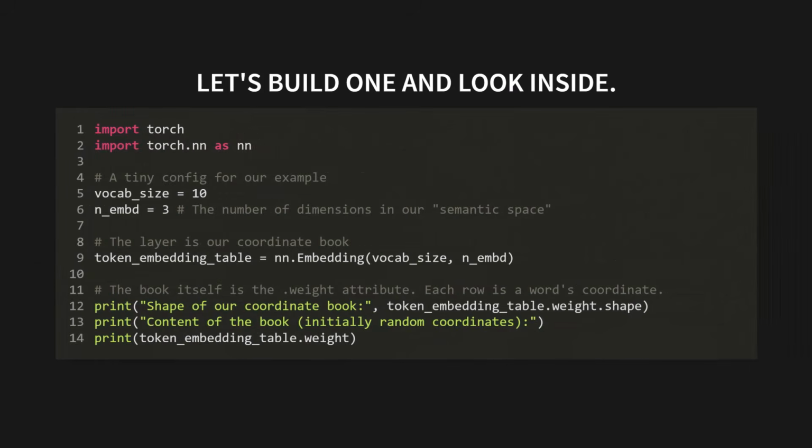We'll import torch and torch.nn. We'll set up a tiny config for our example. Let's say vocab_size is 10 and n_embd is 3. That's the number of dimensions in our semantic space. The layer itself, which we'll call token_embedding_table, is just nn.Embedding with vocab_size and n_embd. The book itself, the actual coordinates, are in the .weight attribute. Each row is a word's coordinate. Let's print the shape of our coordinate book, and then let's print the actual content.